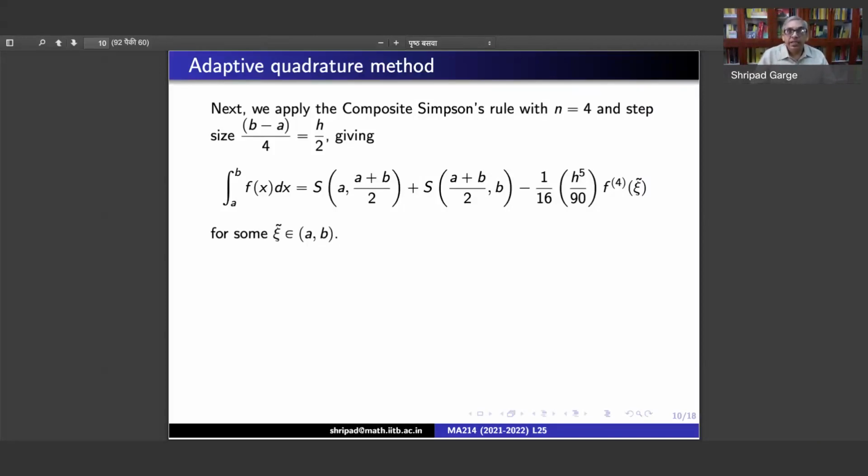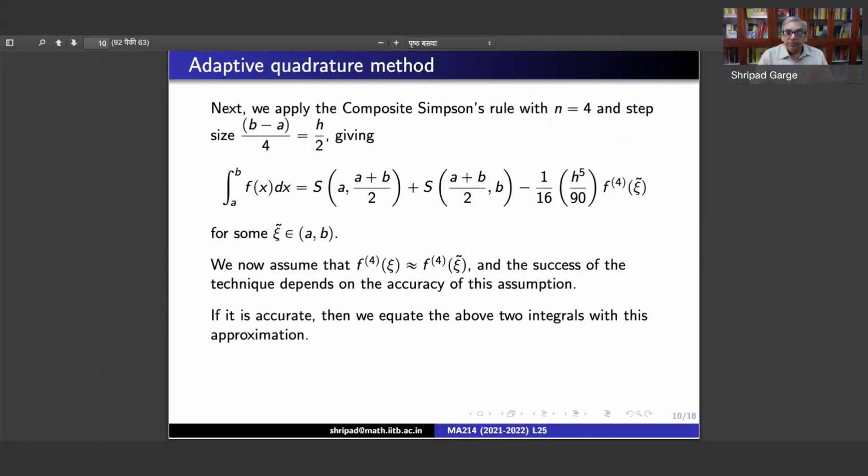Now we are making an assumption. The assumption could be said to be that xi and xi tilde are close by. But even more than that, xi and xi tilde need not be close by. What we really want is that the fourth derivative of the function at xi and at xi tilde are close by. That is the assumption, and this is a very crucial assumption. The accuracy of this method depends on this assumption.